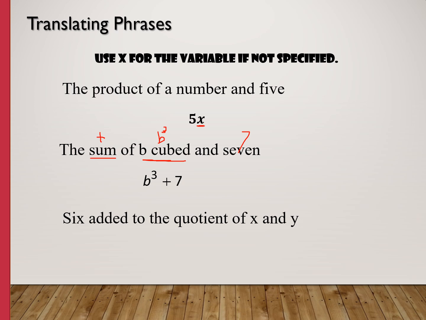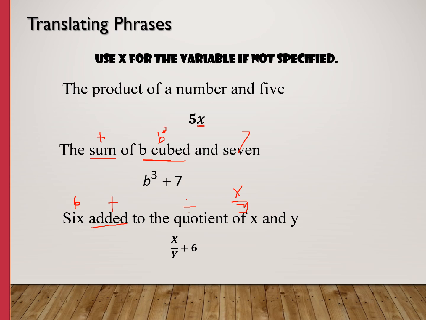Next, 6 added to a quotient of x and y. So, added, so addition siya. Quotient, so division, divide siya. Quotient daw ng x at ng y. So, x over y. Saan daw siya i-add? Sa 6. So, dito, quotient siya. So, this will be x over y plus 6. Bakit po naging x over y plus 6? Kasi daw, yung 6 ay i-add daw natin dun sa quotient ng x and y.